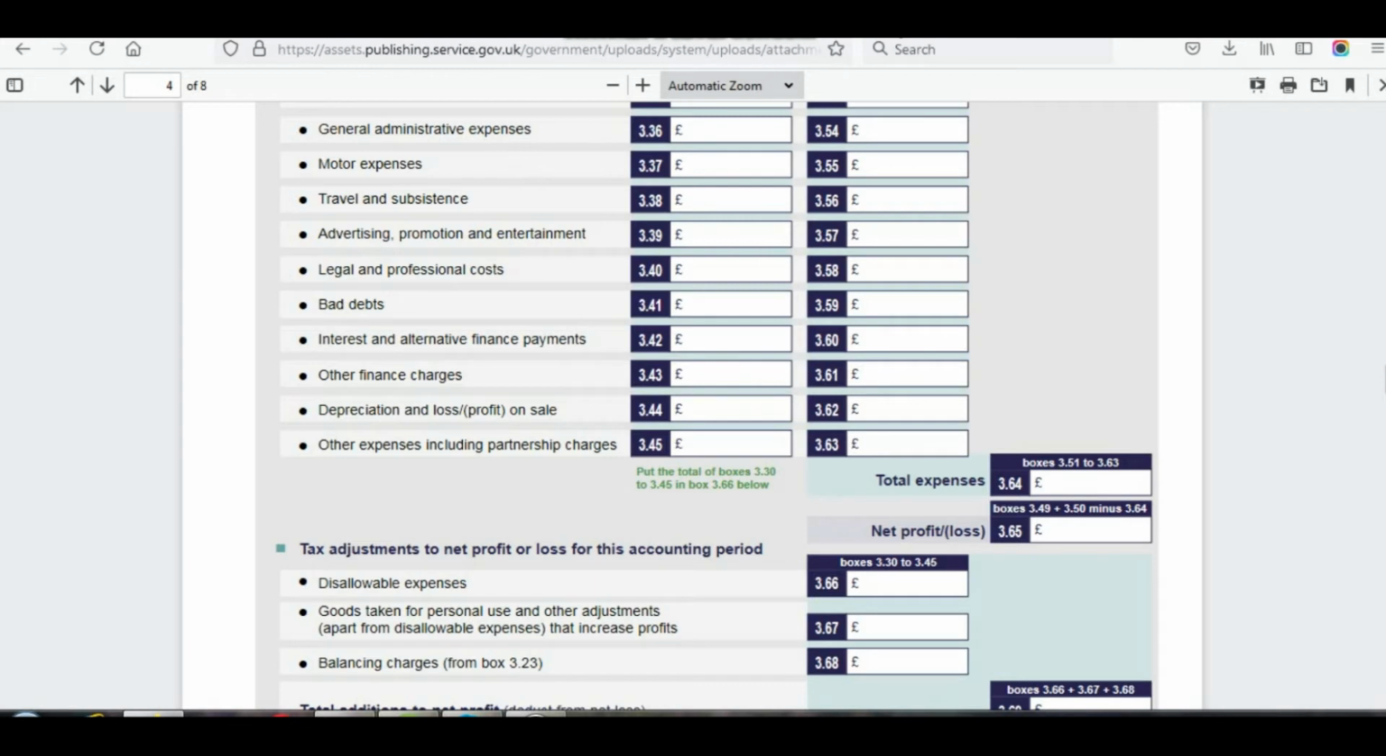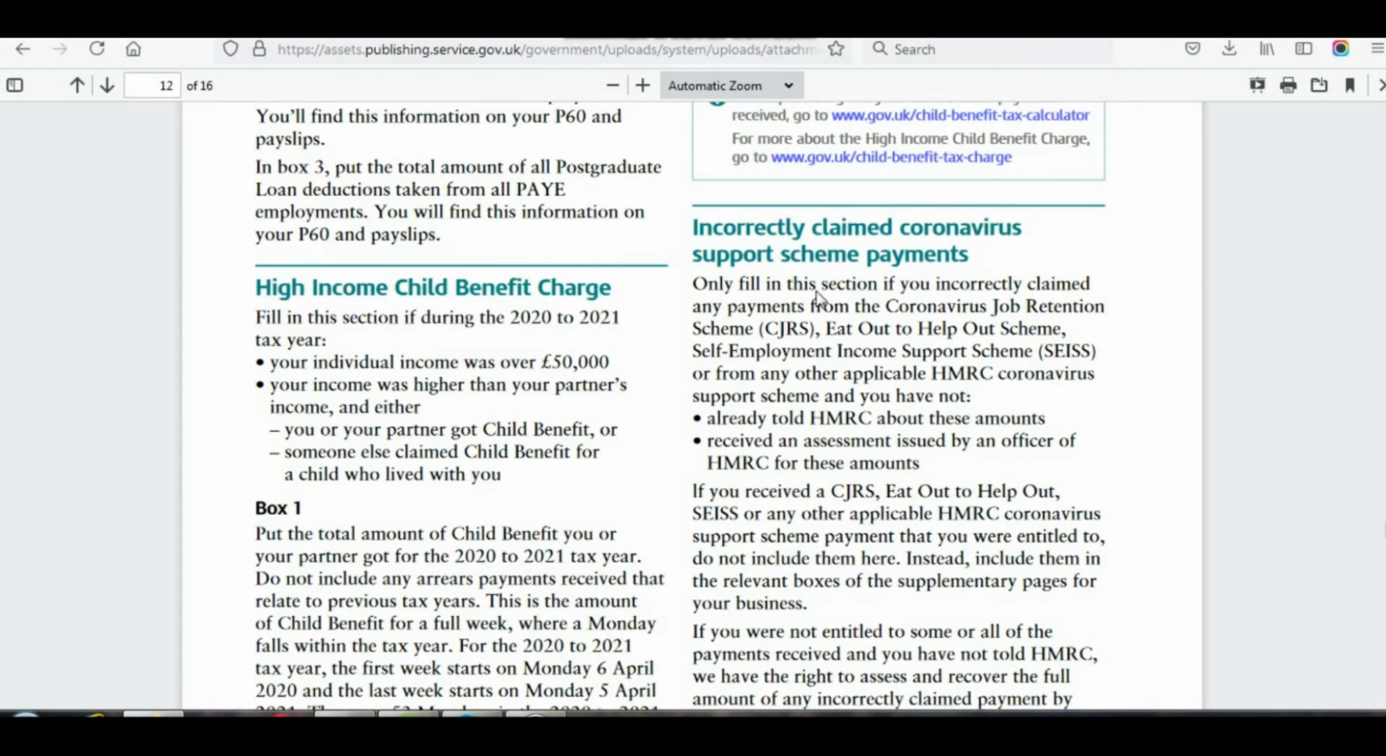Okay, the other issue I want to highlight here is about incorrectly claimed coronavirus scheme. Let me read the notes of what HMRC says about incorrectly claimed coronavirus support scheme. It says if you incorrectly claimed any payment from the coronavirus job retention scheme, eat out to help out scheme, self-employment income support scheme, or from any other applicable HMRC coronavirus support scheme, and you have not already told HMRC about these amounts, receive an assessment issued by an officer of HMRC for these amounts.